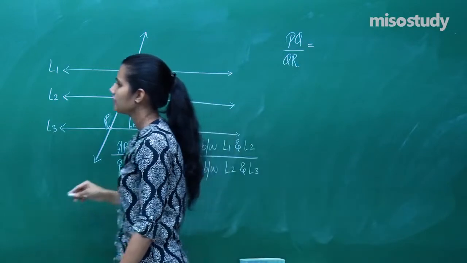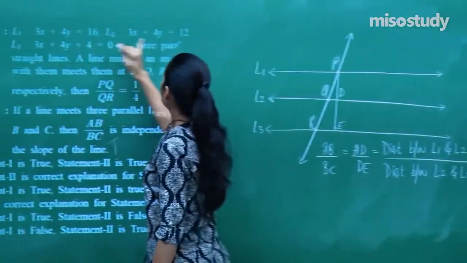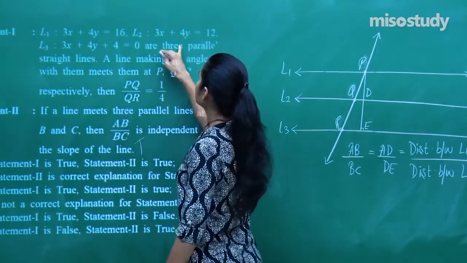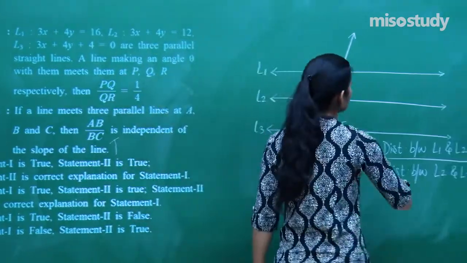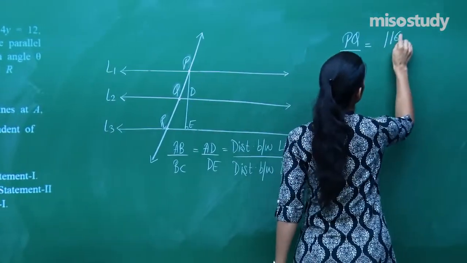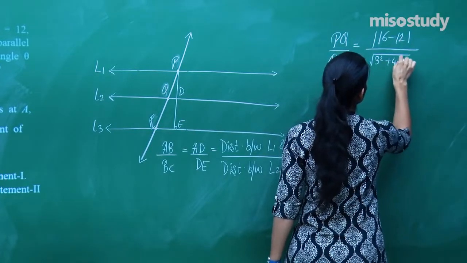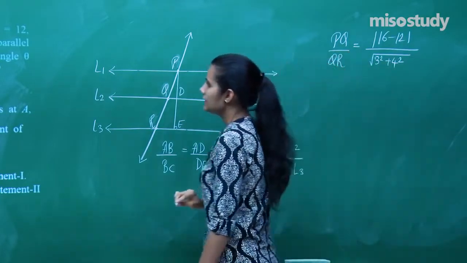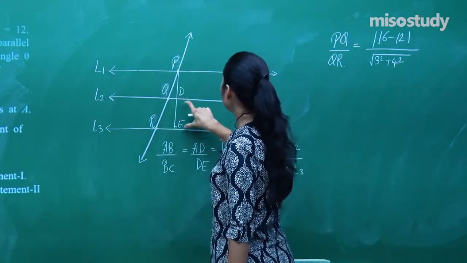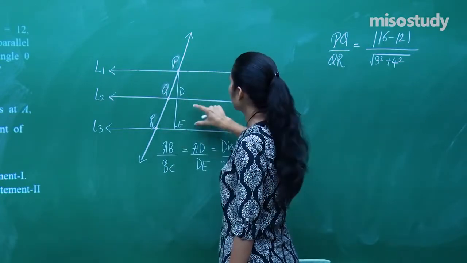What is the distance between L1 and L2? This is L1, this is L2. They are parallel. You can see it will be 16 minus 12 with a mod, whole upon root over 3 square plus 4 square. Then it is QR. PQ upon QR is this upon this.